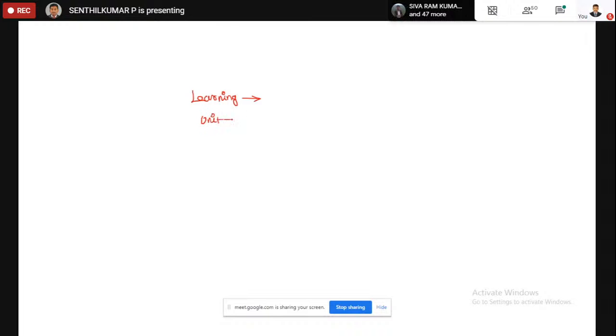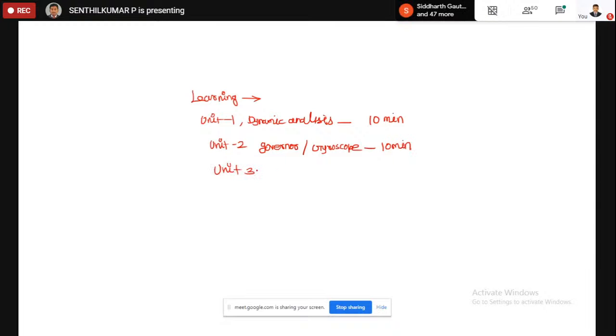There are totally 5 units. Unit 1, dynamic analysis and flywheel. I will spend around 10 minutes for each unit. Unit 2, maybe we can take it as governor and gyroscope, which is probably your 5th unit, but anyway we will discuss that as the second unit. Then Unit 3, balancing, another 10 minutes. Then the last 2 units, unit number 4 and 5, vibration. So roughly 10 minutes for each unit plus 10 minutes for learning, totally 1 hour. I will cover all those things.